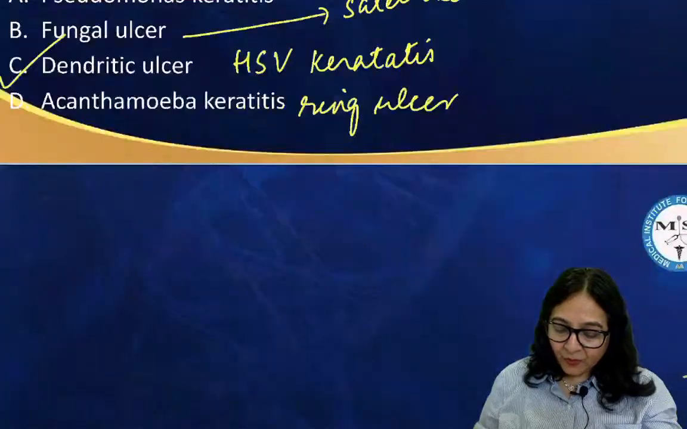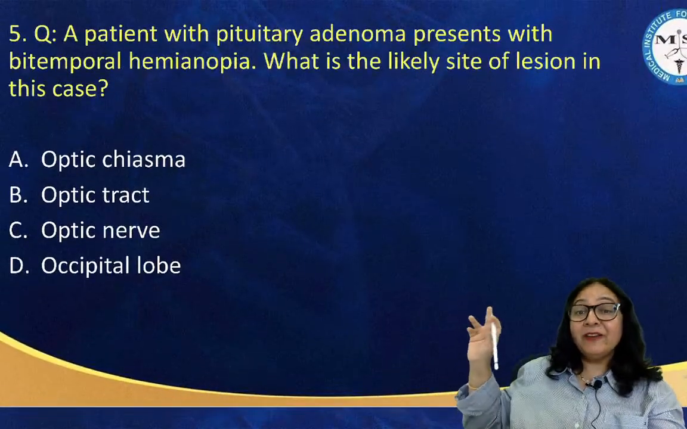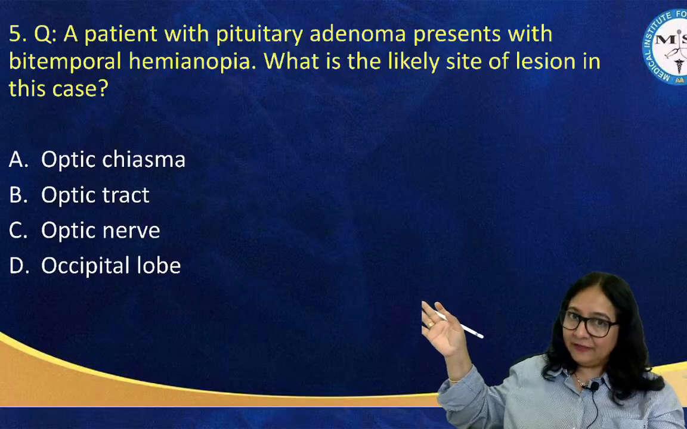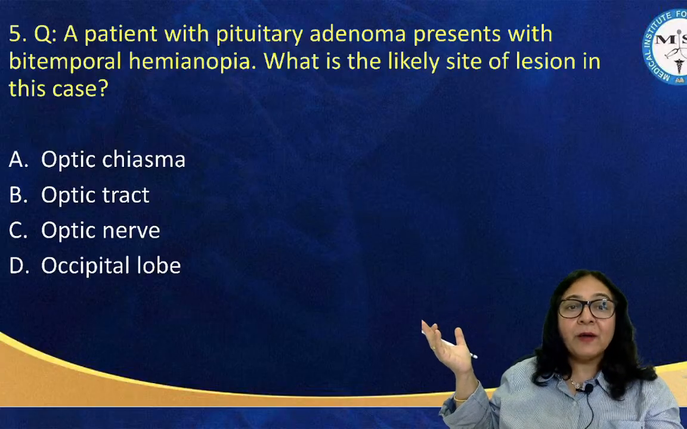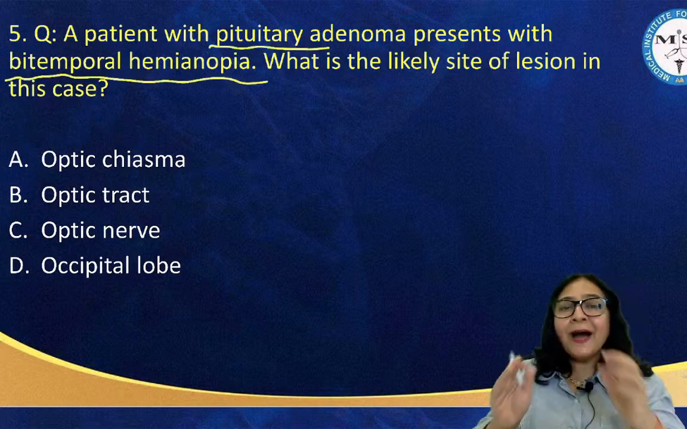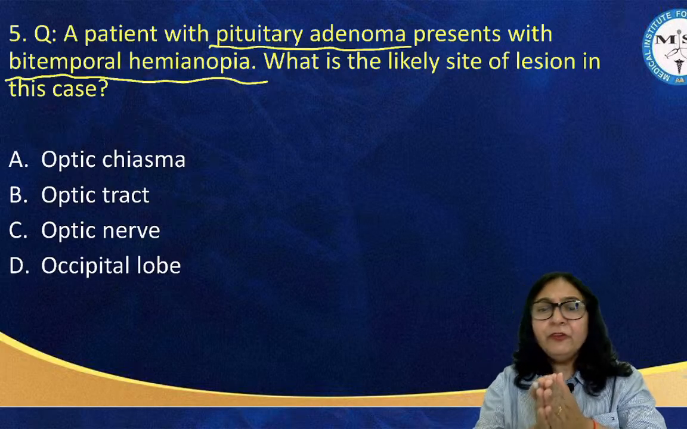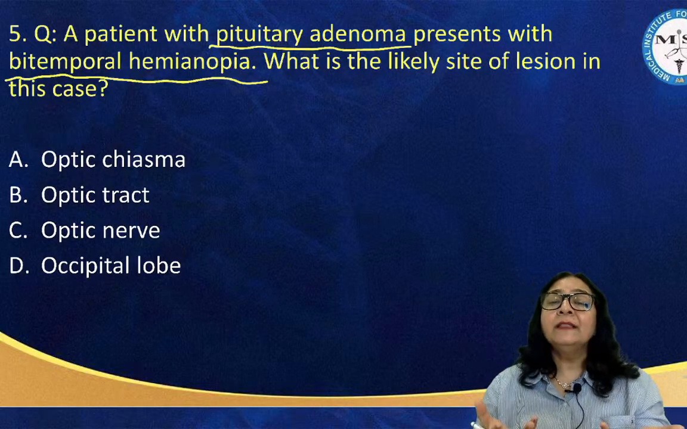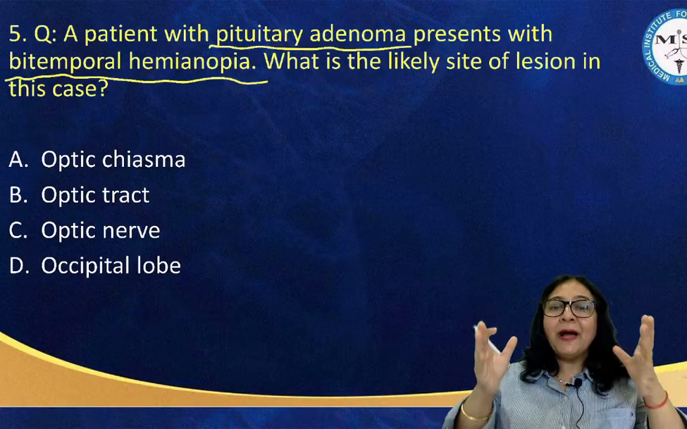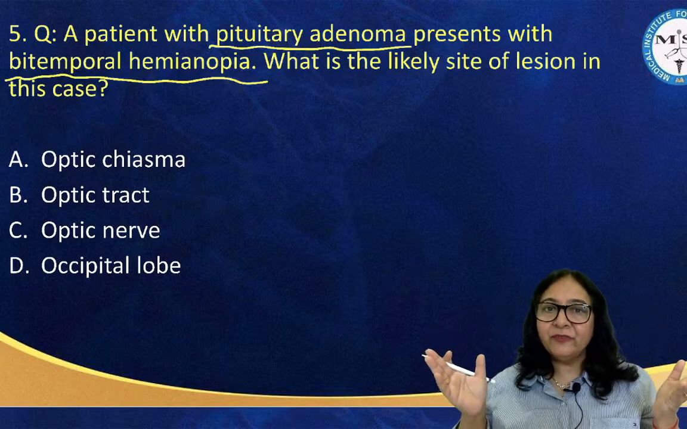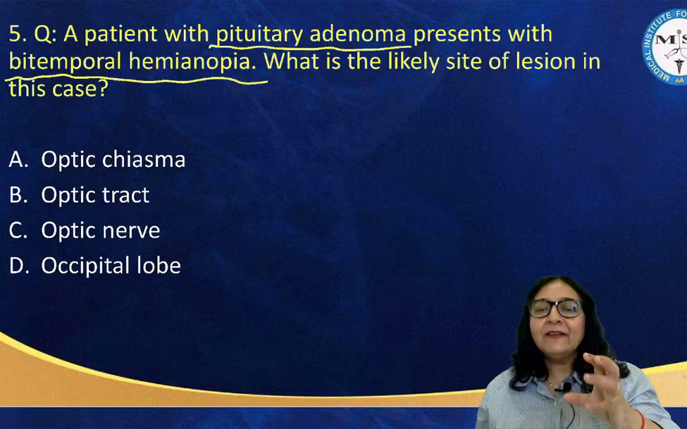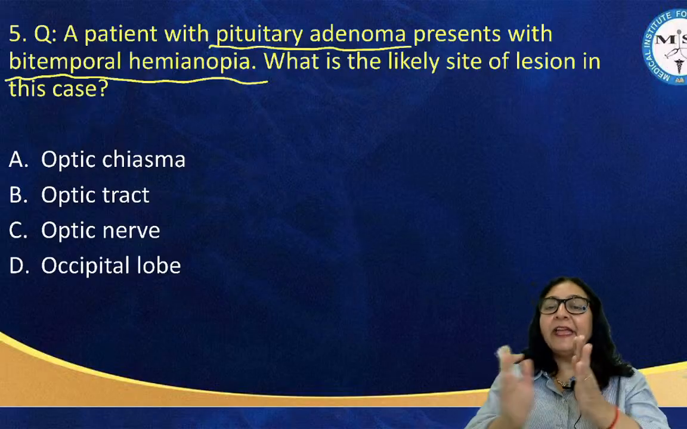Okay? Now moving to the next question. If you had attended the 25 important questions with me, we discussed a similar question there. A patient with pituitary adenoma presents with bitemporal hemianopia. So these two things again. Now bitemporal hemianopia, if you remember, my friends, there is no other visual pathway lesion which causes bitemporal hemianopia. Bitemporal means the outer, temporal part of the visual field is gone in both eyes. That will happen when the nasal retinal fibers of both the eyes have been damaged.